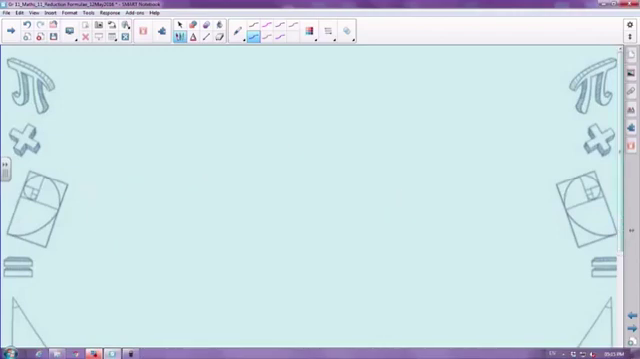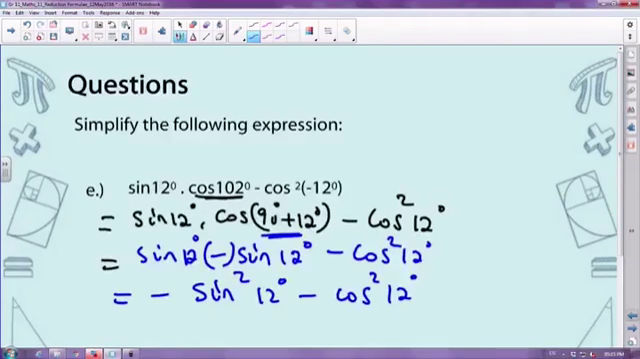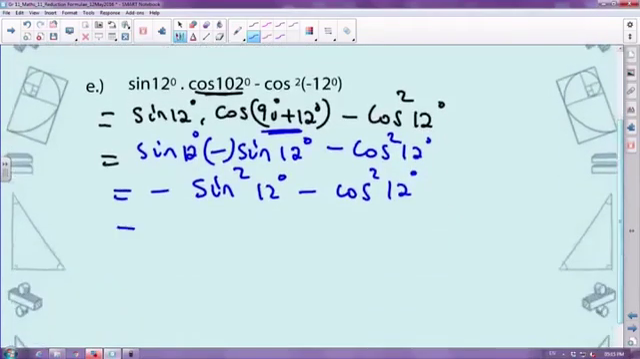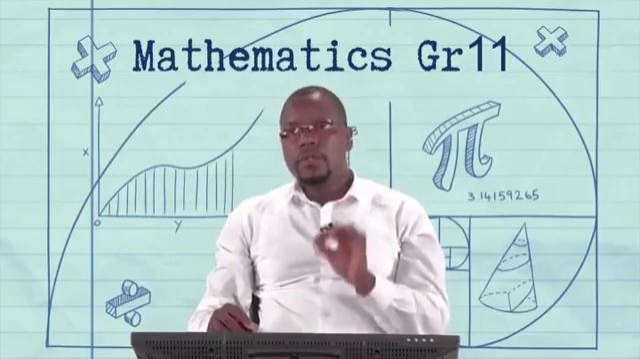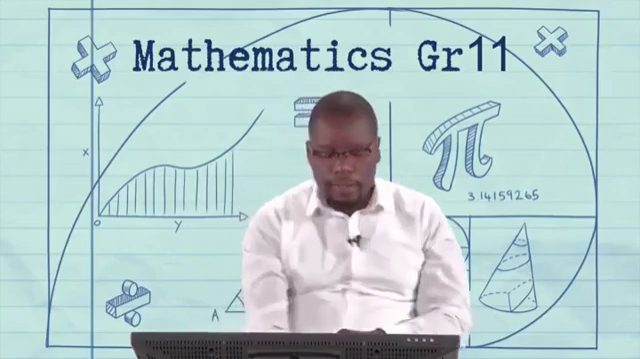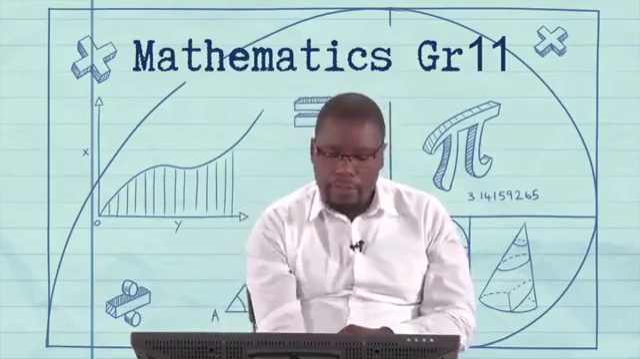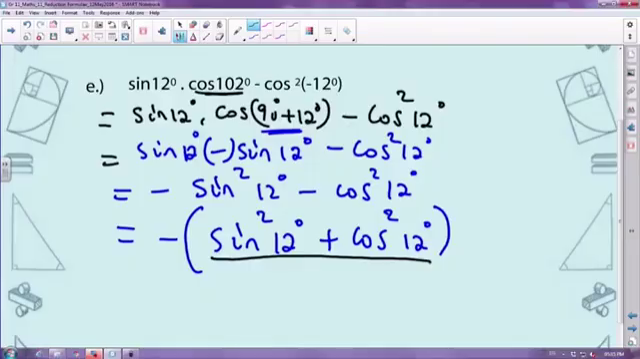Okay, now to just finalize, you take out a common factor of minus bracket sine squared 12 degrees plus cos squared 12 degrees. Now, guys, remember when we were doing the squared identities, right? That sine squared theta plus cos squared theta equals 1. So same thing applies here. You've got sine squared 12 plus cos squared 12. This is an identity. It equals 1. So you've got a negative 1.